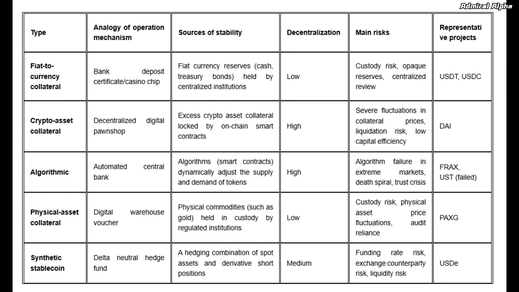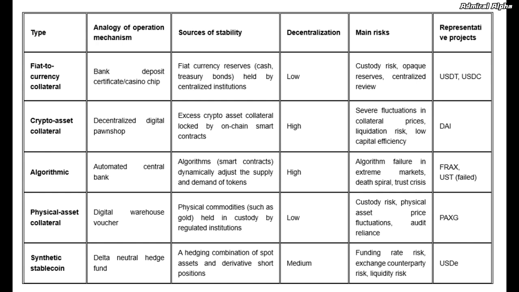Crypto-collateralized stablecoins, the operating mechanism is like a decentralized digital pawnshop. The source of stability is the excess crypto asset collateral locked by the on-chain smart contract. The degree of decentralization is high, and the main risks are the failure of the algorithm in extreme markets, death spiral, and trust crisis. The main representative is DAI/USDA. Algorithmic stablecoins, the operating mechanism is like an automated central bank. The source of stability is the dynamic adjustment of token supply and demand by smart contracts.